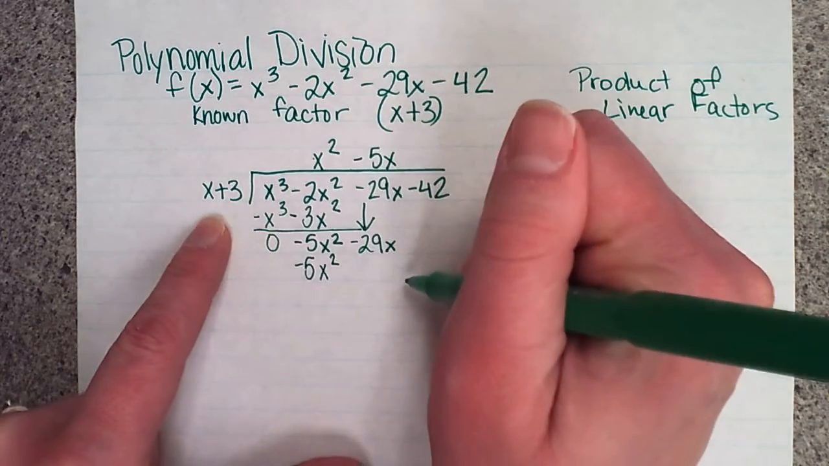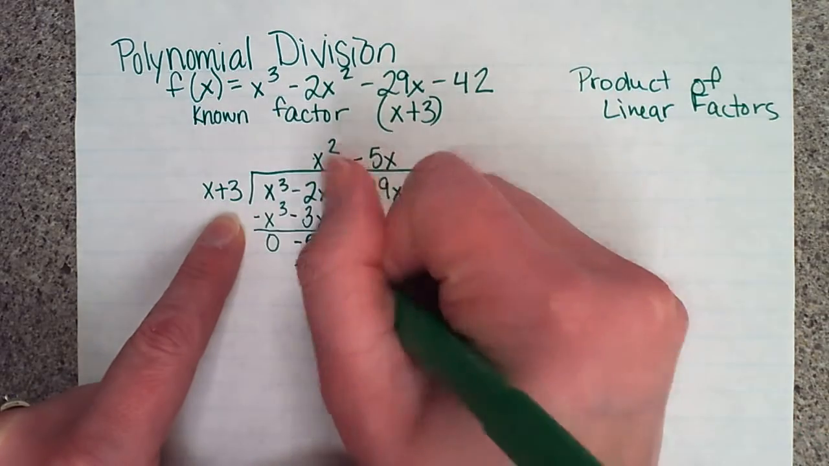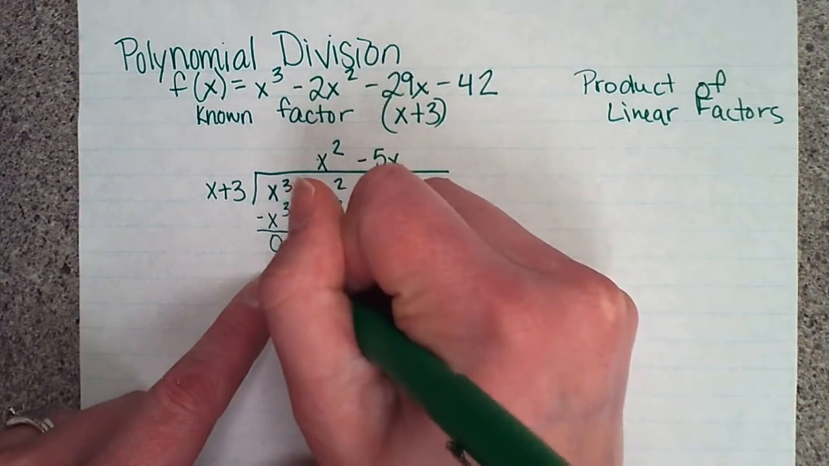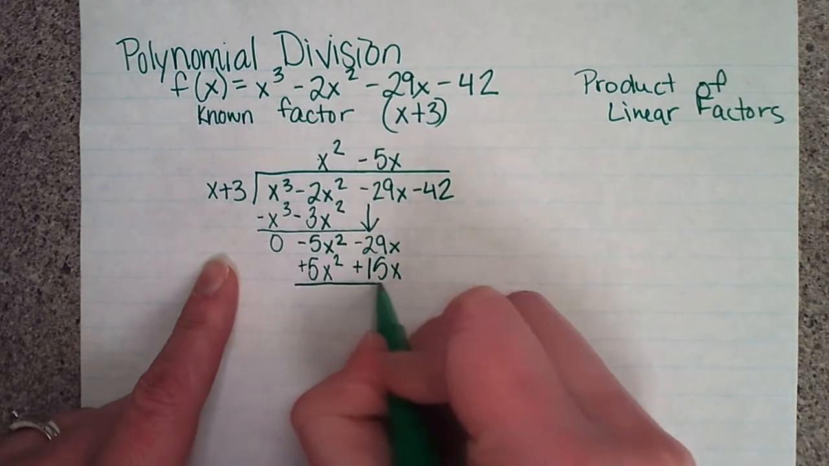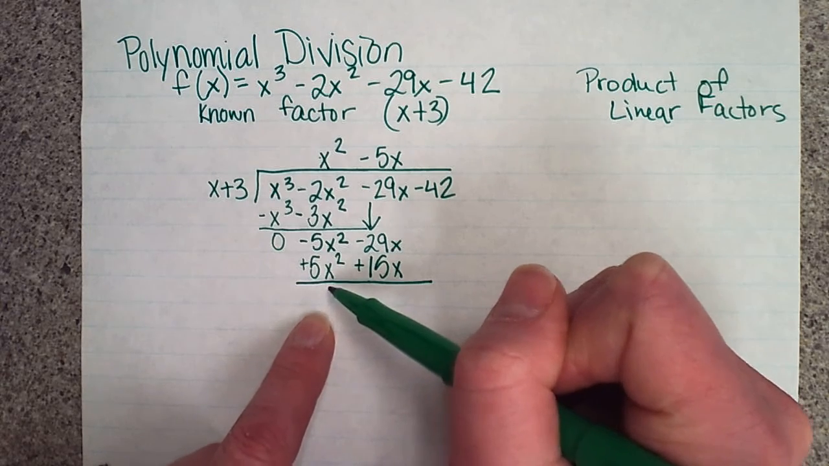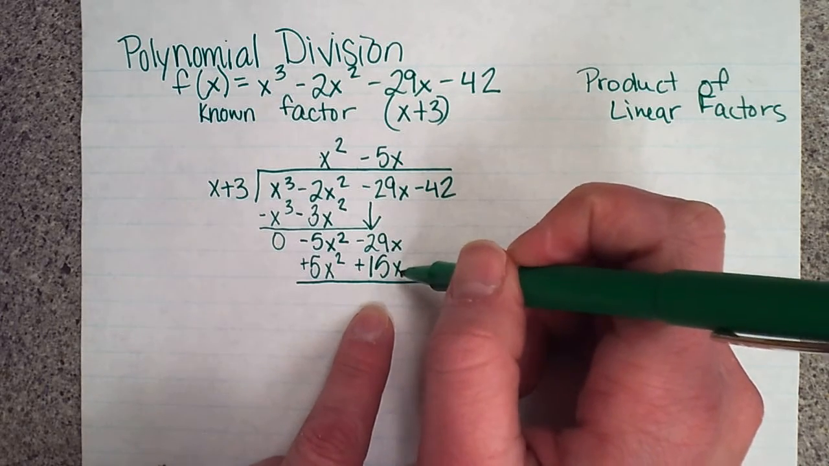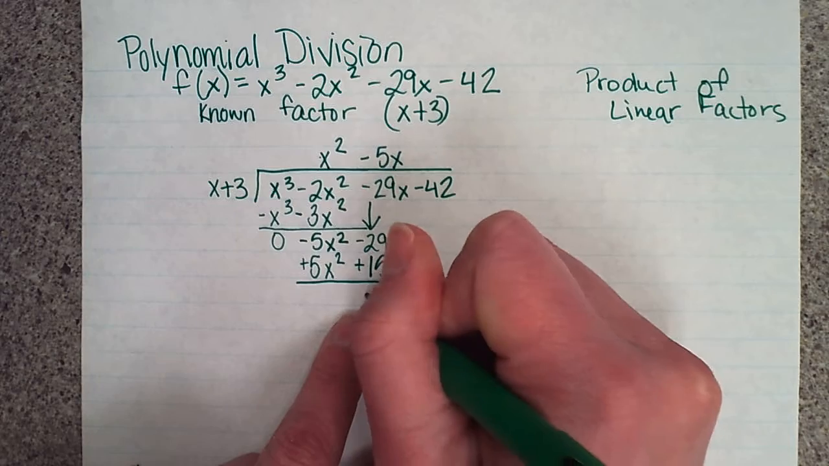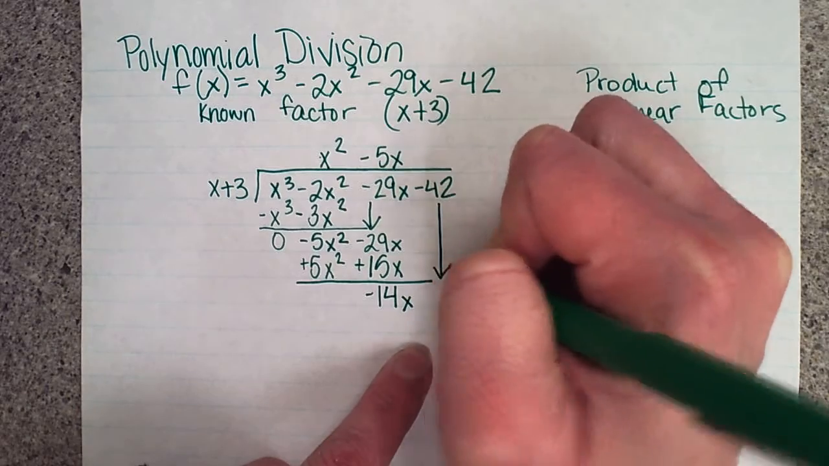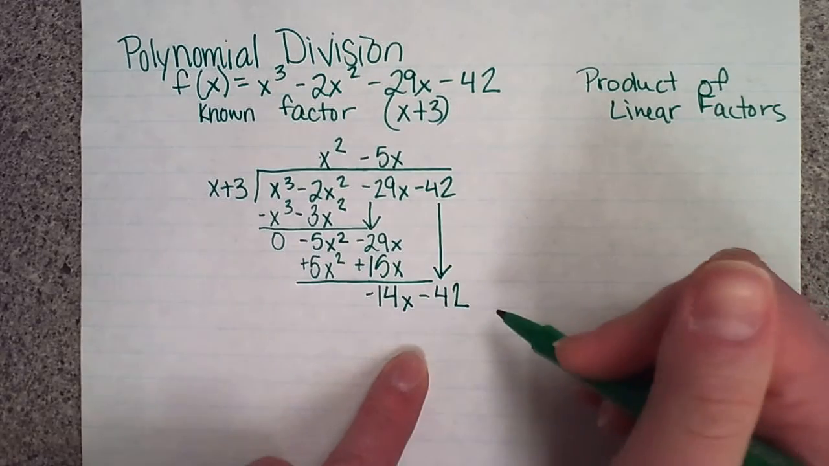And then I still have to multiply through to get this next term. So negative 5x times 3 would be that negative 15x, right? And you guys are flipping the sign, right? So I'm really adding here. So negative 5x squared plus 5x squared is 0. Good, we canceled that out, which is exactly what we wanted to do. And then negative 29x plus 15x is actually going to end up giving me negative 14x. And then I'm going to drop down that negative 42. Right, I need to drop down that next term.